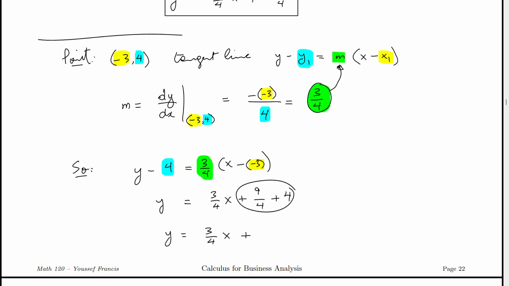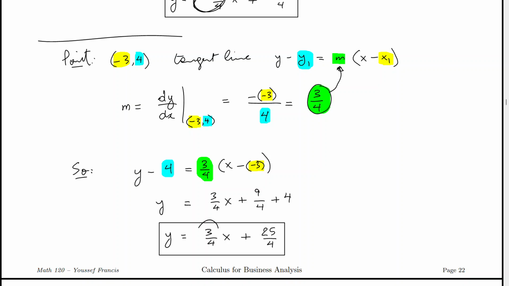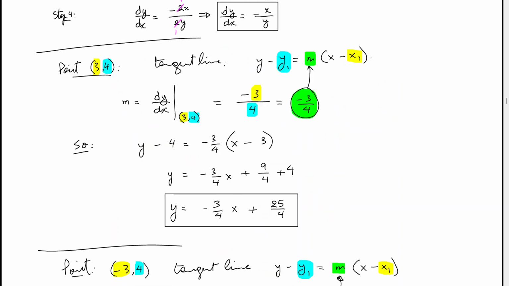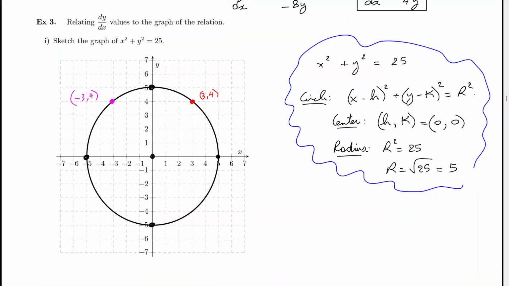You can put it in a calculator or do it by hand, whatever works for you. Anyway, it's going to be 25/4. And the equation is almost the same as the previous one. The only difference is one of them has a negative slope, the other one has a positive slope. So let's go back to the picture that we have on the previous page. So we basically have decided that both equations are virtually the same.